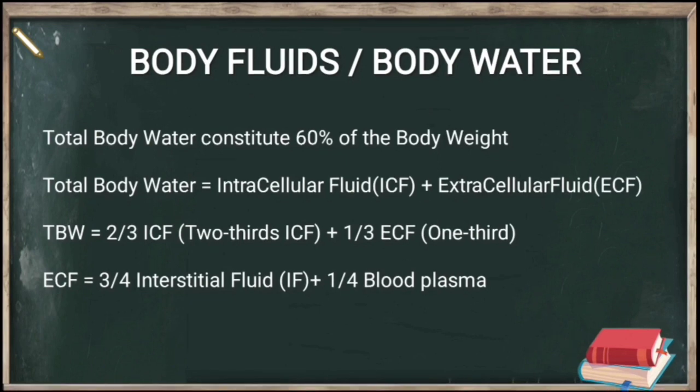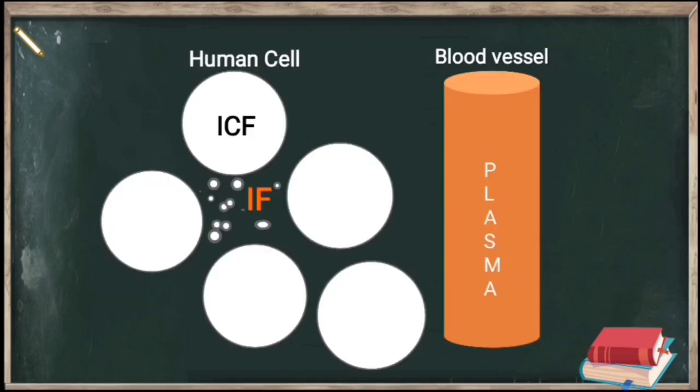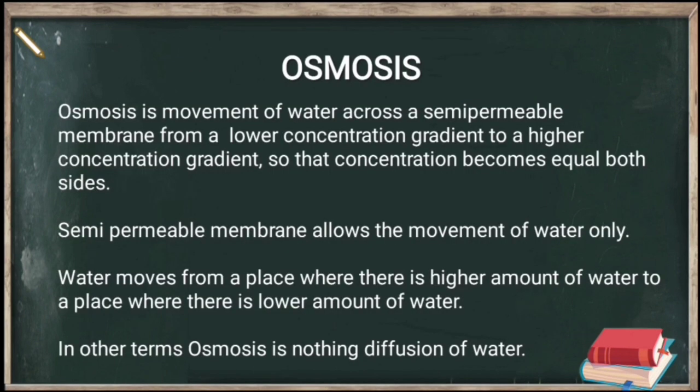Interstitial fluid is the fluid present in between the cells. Intracellular fluid is the fluid which is present inside the cell. Extracellular fluid is the fluid which is present outside the cell. Extracellular fluid includes interstitial fluid which is present in between the cells and also the plasma which is present in the blood.